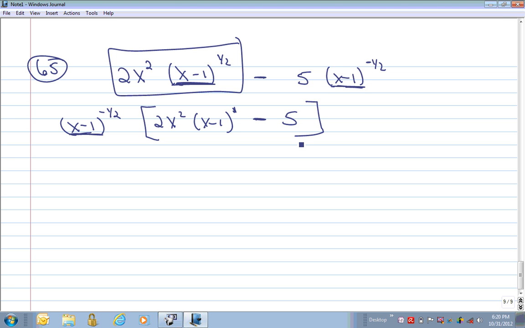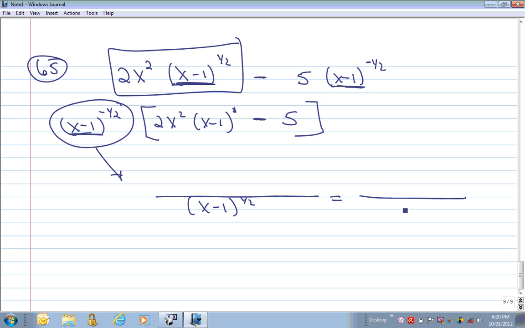I'm going to close that bracket. Now I'm going to simplify. So the first thing I'm going to do is take this, and this will get moved below, so it's a positive exponent. So this is going to be x minus 1 to the positive 1/2. You could write that, by the way, as the square root of x minus 1. The 1/2 power is the same as the square root. Either one, I'll take it either way.